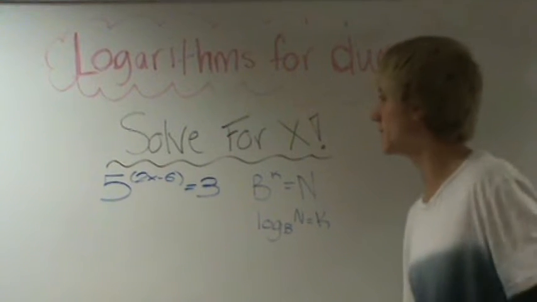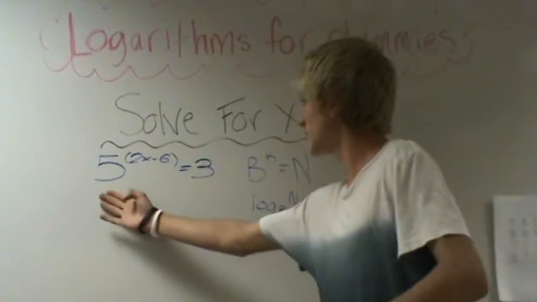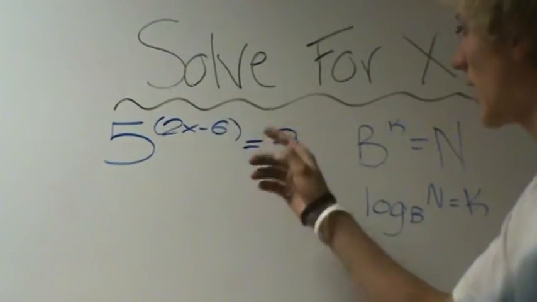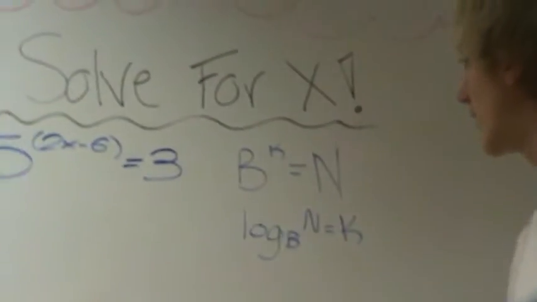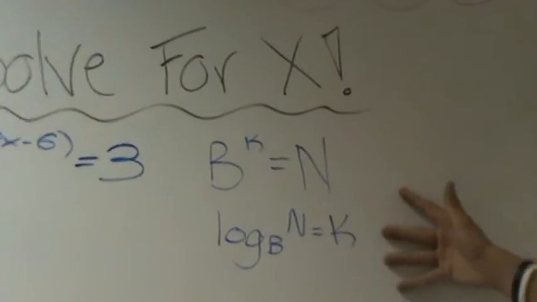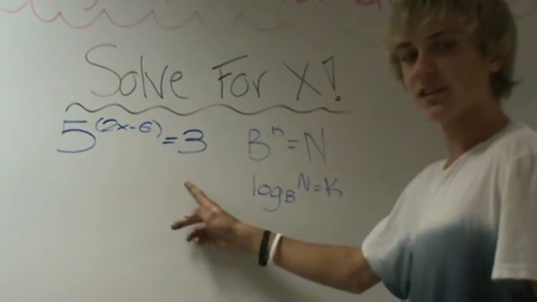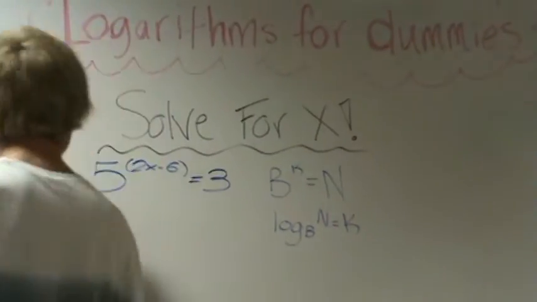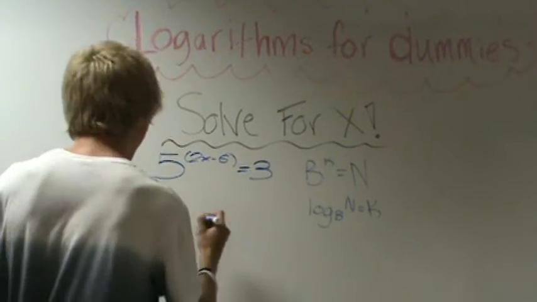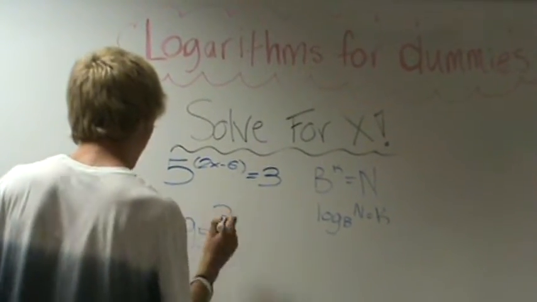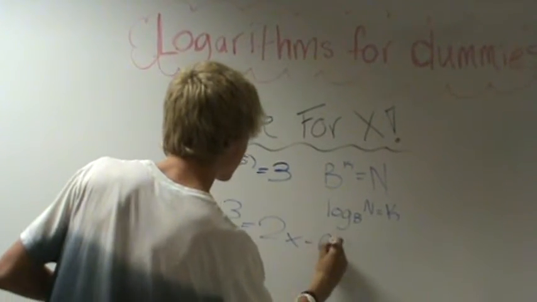Alright, Trevor Dean again. We're solving for x with logarithms. Alright, so here's our basic or starting off equation. 5 to the power of 2x minus 6 equals 3. You're going to want to have your two basic equations handy for this, just so you know how to convert it. So we're going to want to convert this into log form, which is log 5 of 3 equals 2x minus 6.